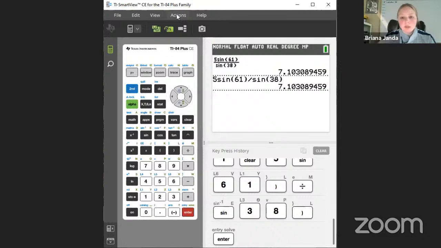Okay, will you please put into the chat if you are having trouble getting that done on your calculator? You should be getting an answer of 7.1.